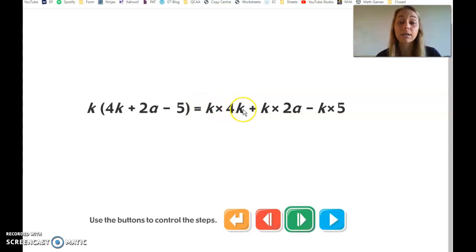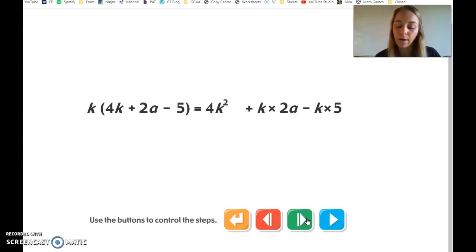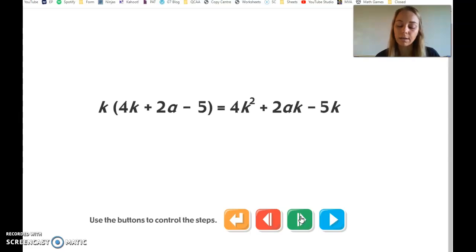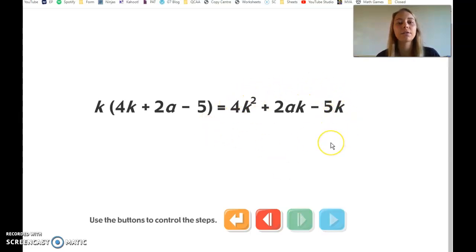K times 4 times k. Start with numbers. There's actually a number in front of this k. What number is it? It's a 1. So we have 1 times 4, which is 4, and then we have k times k, which is k squared. So we can simplify that one to 4k squared. Then we have 1k times 2a. 1 times 2 is 2. A times k is going to simplify to 2ak. And then the last one, we have a 1k times 5, which is going to simplify to 5k. So that is actually the final answer there.